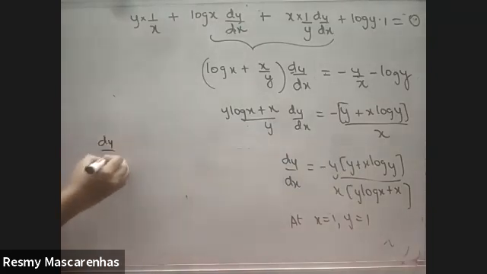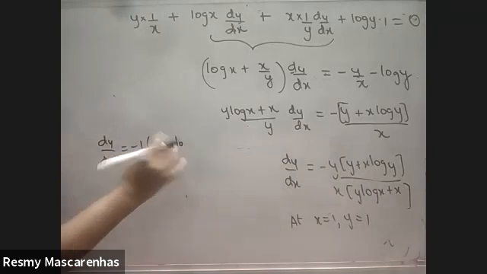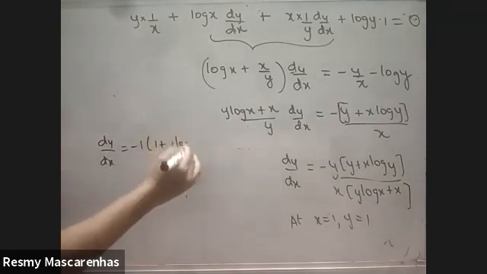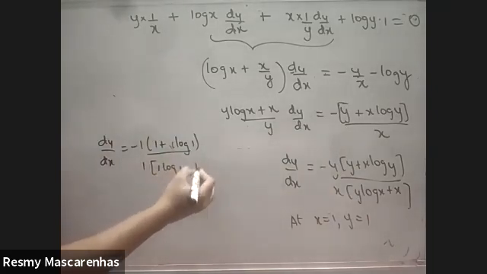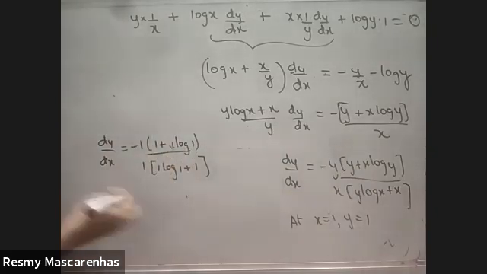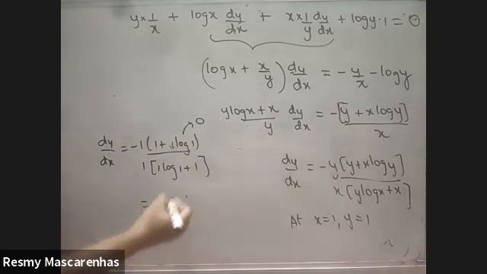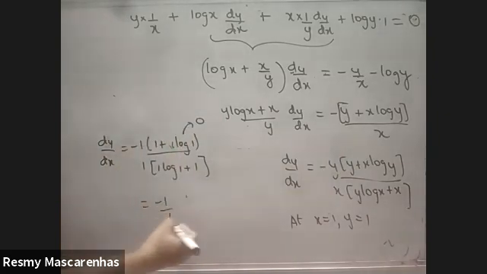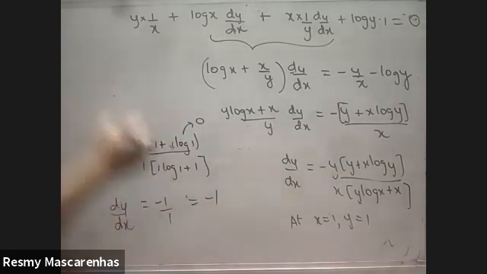So dy by dx will be again 1 into log 1. You know that log of 1 is 0. So overall 1 plus 0 will be anyway. So dy by dx will be minus 1.